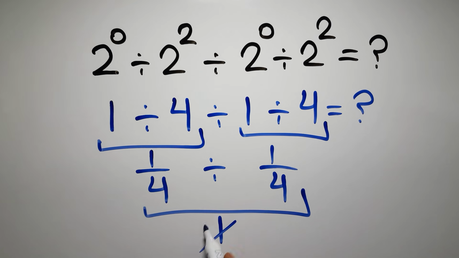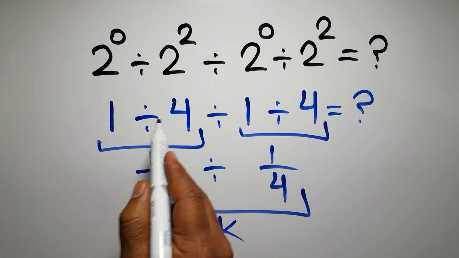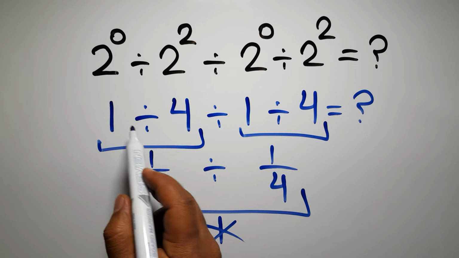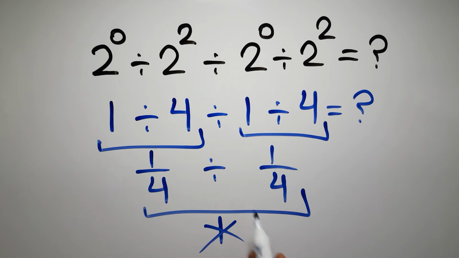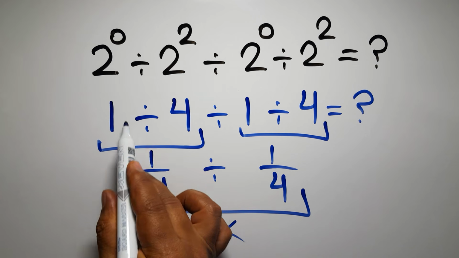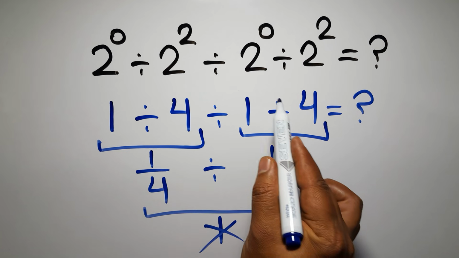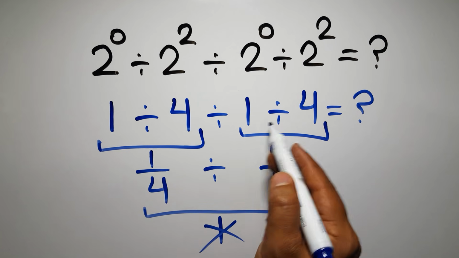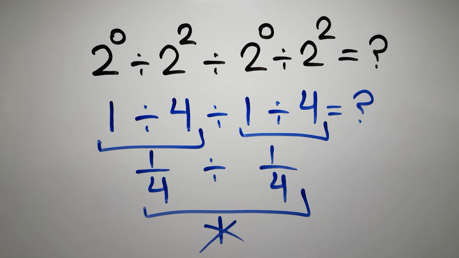But this answer is not correct, because according to the order of operations, when we have more than one division in an expression, we have to work from left to right. So here, first we have to do this division, then this division, and finally this division. If we do this division before this division, it is wrong.